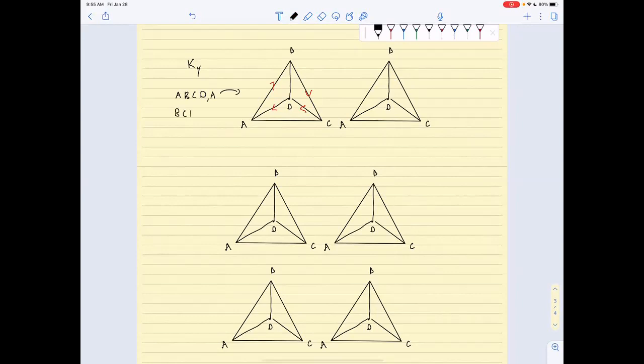However, if I have B, C, D, A, and I close up at B, don't I get the same thing? Or if I have C, D, A, B, and close up at C, don't I get the same cycle? Any more? D, A, B, C. So I have actually 4 of those paths close up to give me exactly the same cycle. 4 of them do.